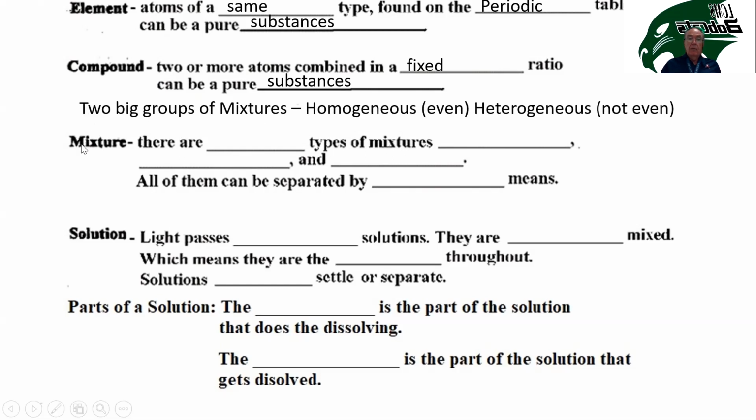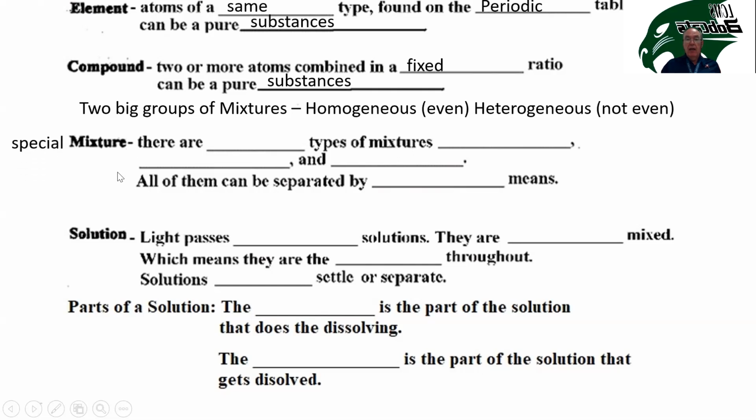Now, let's ask about mixtures. There are two big groups of mixtures. There are homogeneous mixtures, which are even, the same all the way through, and that's what the prefix homo means. Or heterogeneous, and they're not even. They're not the same all the way through. That's what the prefix hetero means.